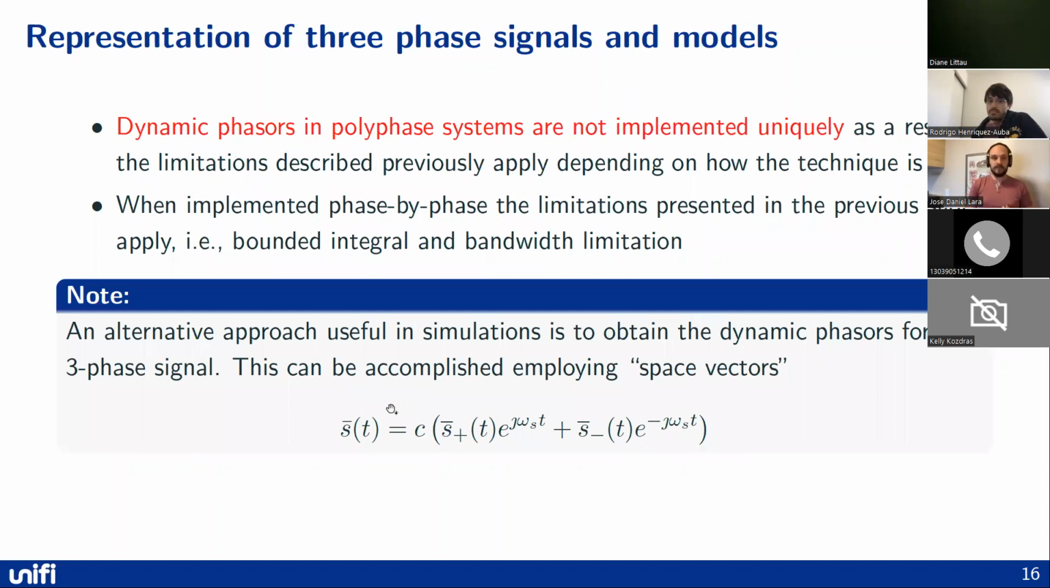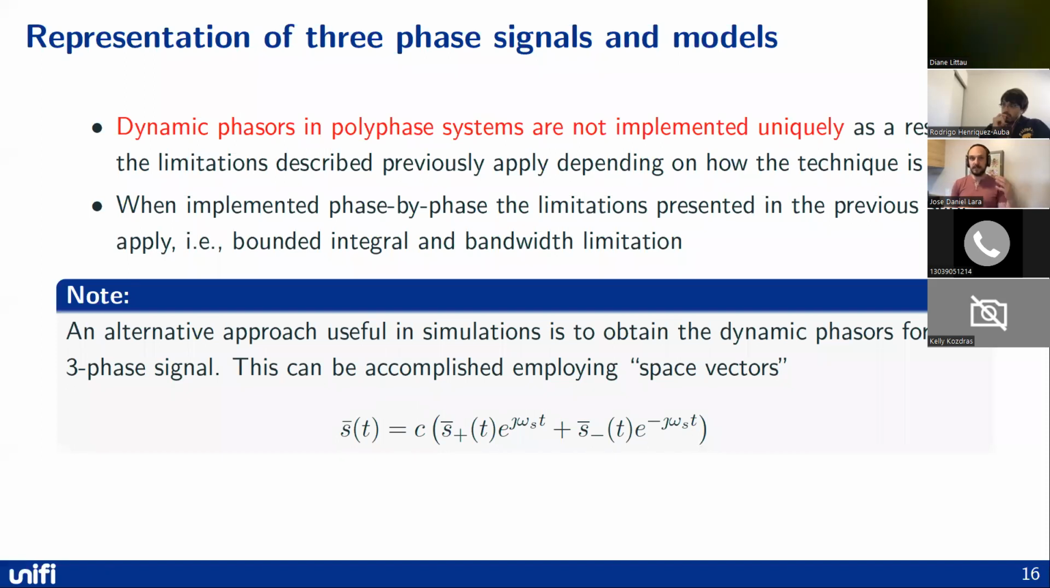So one of the challenges when we were working on this was figuring out, okay, now we understand when a signal can be represented with this dynamic phasor, but in power systems, we care about the simulation of three-phase signals, right? And one of the reasons we figured out that there was a lot of confusion about the limitations and properties of dynamic phasors is that when you apply dynamic phasors to a polyphase system, there is not a unique implementation. And these limitations are going to apply differently according to the implementation used.